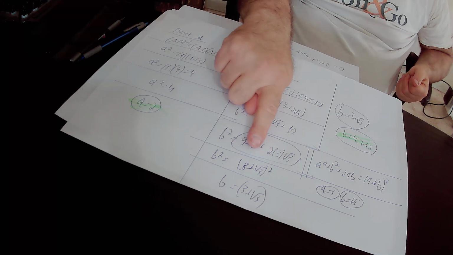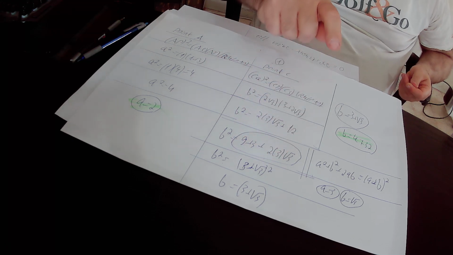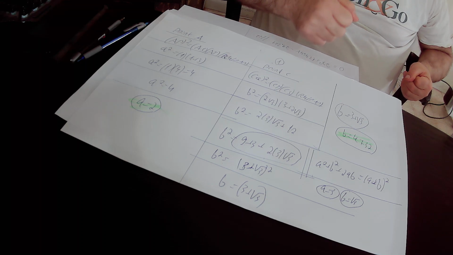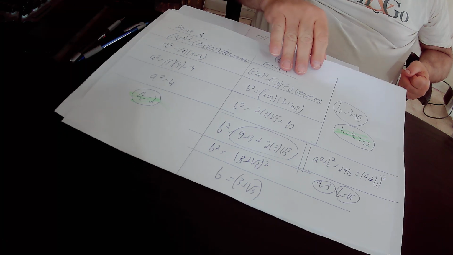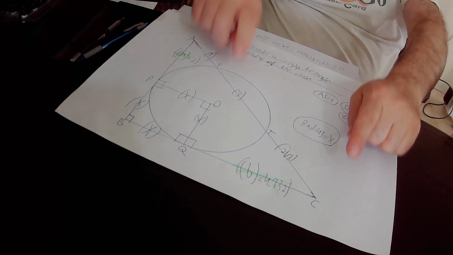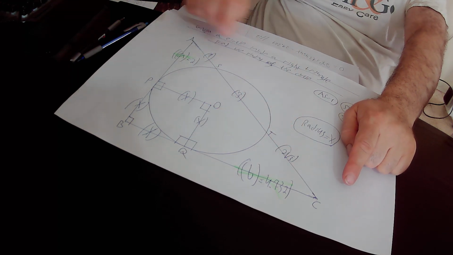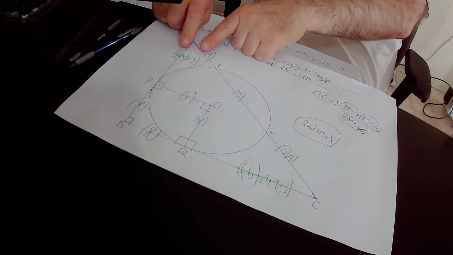We took the root of this equation and found that B equals 3 plus square root of 3. Square root of 3 is 1.732, therefore 3 plus square root of 3 equals 4.732. So we found that line segment QC, which is equal to B, is equal to 4.732, and we had already found that line segment AP, which is equal to A, is equal to 2 units.